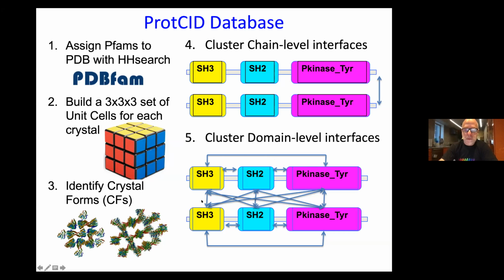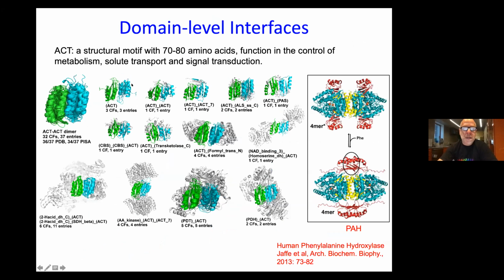with these other domains. So here's an example of the ACT domain, which is a regulatory domain in a lot of enzymes. These are domain level interfaces. On the upper left, we see ACT domain dimers. This is found in 32 different crystal forms and 37 different PDB entries. But it occurs, as we can see in all of these pictures, in many different contexts in multi-domain proteins, a bunch of different enzymes. But the blue-green dimer is basically the same in all of these structures, even though it has all of these other domains attached.